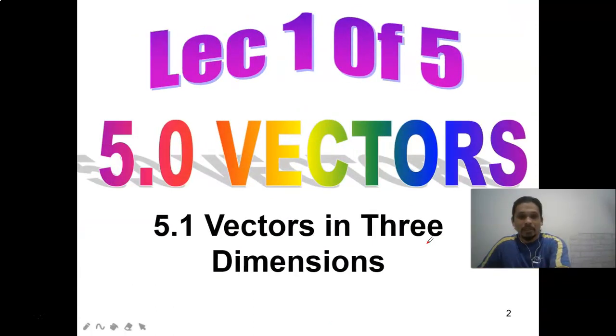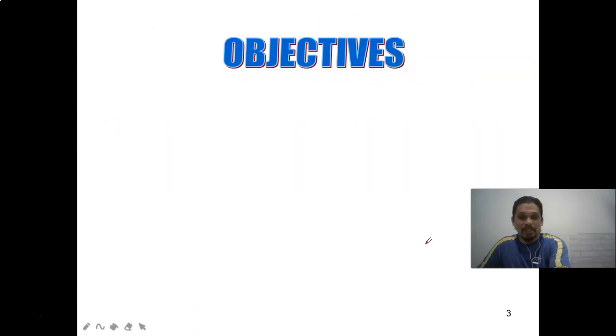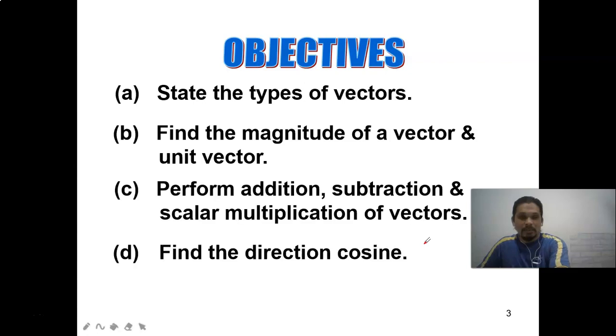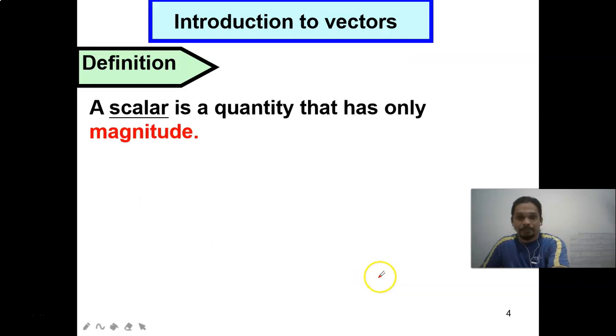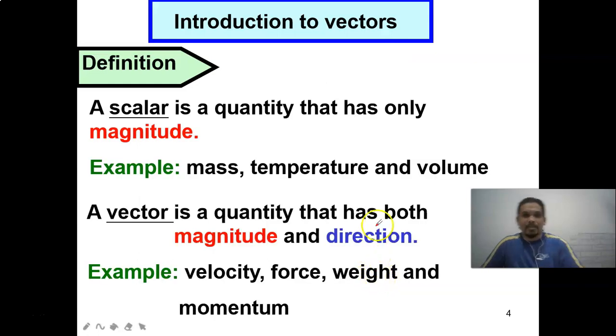So we begin with the first part of the lecture here, vectors in three dimensions. Please refer to your lecture notes. In this part, we're going to look at the types of vectors, the magnitude, perform addition, subtraction, and scalar multiplication, and also find the direction cosines. Okay, so let's take a look at the first part here, definition.